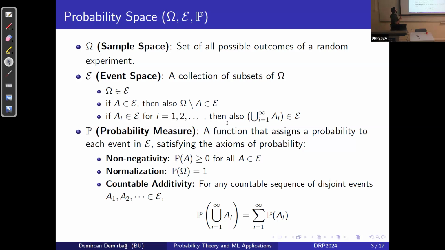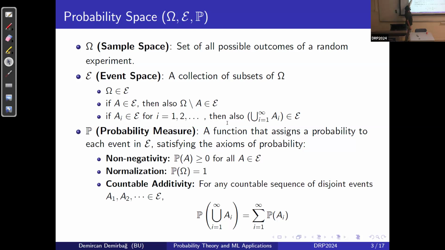To be able to talk about probability concretely, we need to define a probability space, which has 3 components. The first is the sample space. We are going to assume that there is an abstract experiment, and this experiment outputs some random output. The set of all those outputs is called the sample space. And the second component of a probability space is the event space. It is a collection of subsets of omega. By the way, the sample space is denoted by omega.